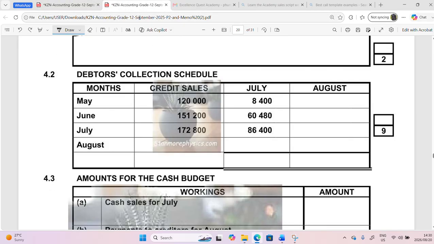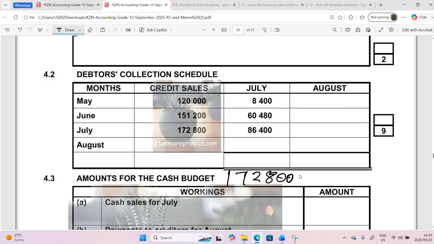So here's what we need to do. Take your credit sales on July of 172,800. They are already credit sales. 172,800 multiplied by 115%. After multiplying by 115% on my side, I am getting an amount of 198,720.